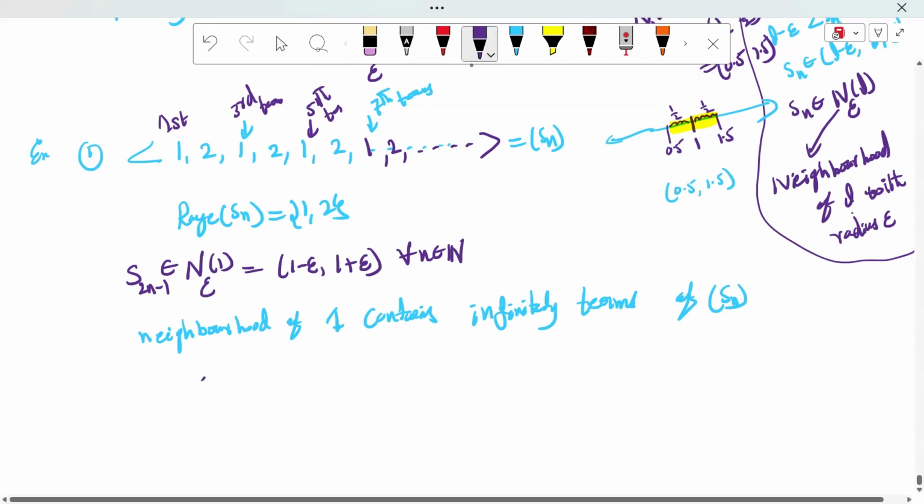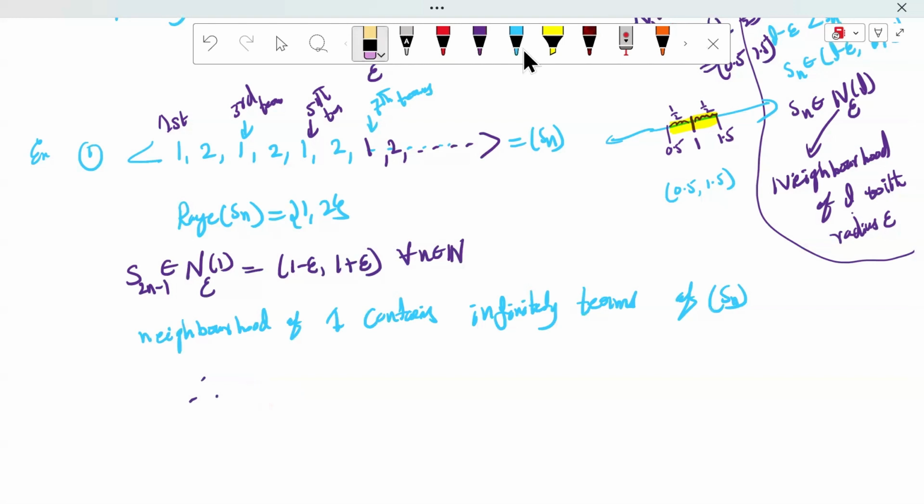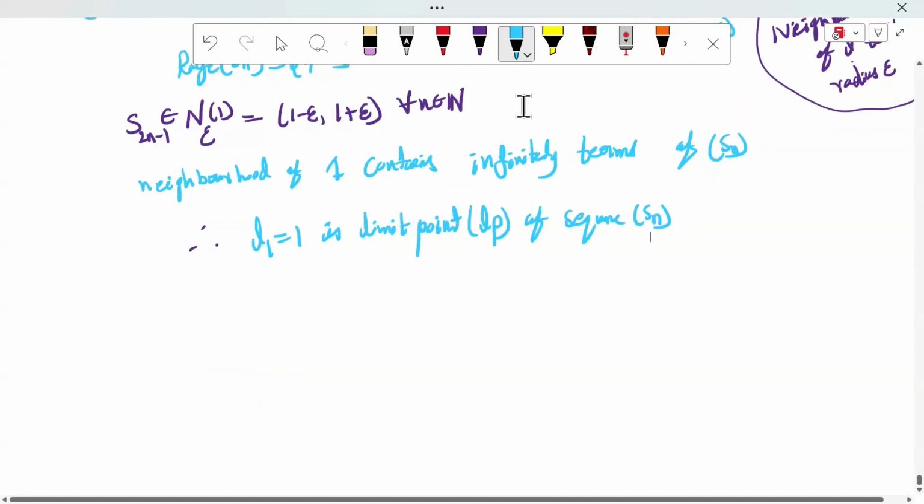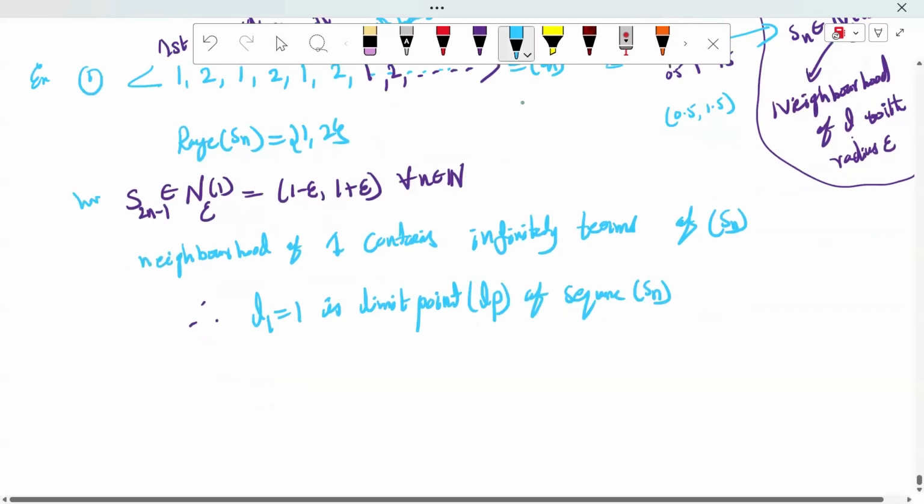Therefore, L1 is equal to 1 is limit point. Sometimes the limit point can be denoted by LP sir. LP అని denote చేస్తాం. Limit point of sequence SN. ఇంకా ఈవెన్ టర్మ్స్ చూడండి సార్, హియర్ ఇది రాశాను.